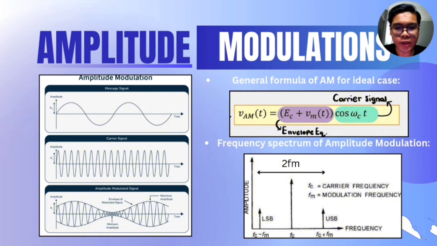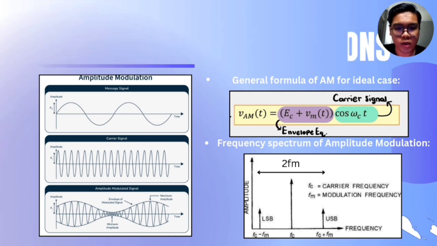Let's take a look at the general formula of amplitude modulation for ideal cases. It comprises two parts, mainly the envelope equation and the carrier signal. Now, for the frequency spectrum of amplitude modulation, we have the components of lower sidebands and upper sidebands. Note that the bandwidth is twice the modulating frequency.